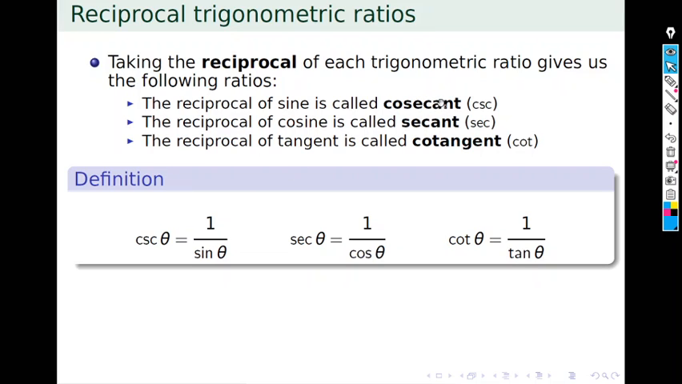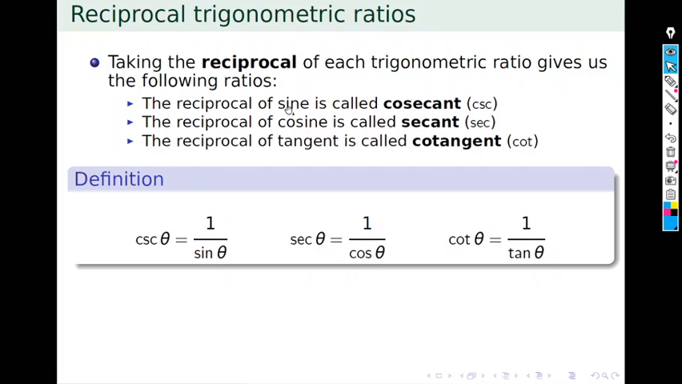The reciprocal of sine, so 1 over sine, we call cosecant, or cosecant as Americans would say, or we write it as CSC for short, kind of like how we write sine as sin. And perhaps confusingly, cosine's reciprocal, 1 on cos theta, is just called sec or secant. So you might notice the co has swapped.